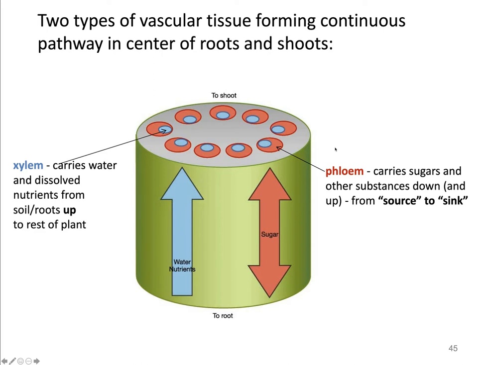Essentially, the sugars are going to move from places that do have sugars, which are sources, to places that don't have sugars, which are sinks. And so oftentimes that's from the leaves to the roots, but sometimes those can be from older leaves to younger leaves that haven't started doing photosynthesis yet.